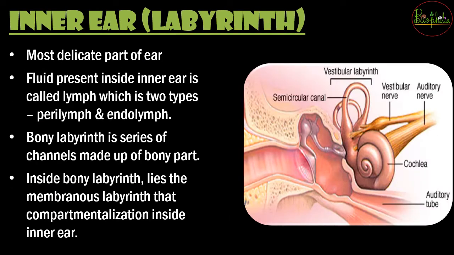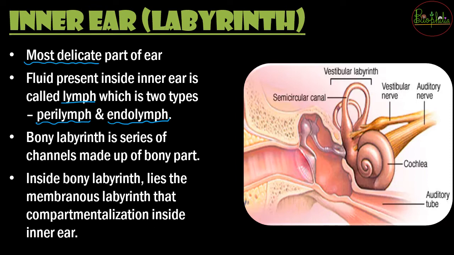Coming to the next part, that is the inner ear, it is going to be the most delicate part, because जो भी hearing का part है या whatever balancing is going to occur is because of this inner ear. So in the inner ear there is going to be a fluid. जैसे middle ear में air था, the inner ear is going to have a fluid which is called as lymph, and this lymph is of two types. First is the perilymph and the second is the endolymph.